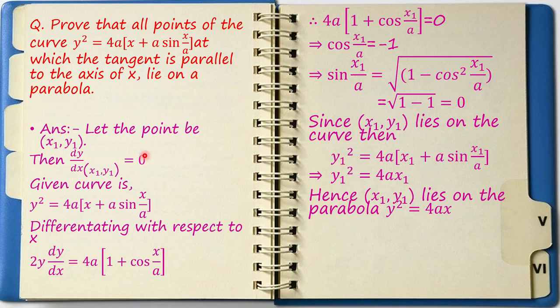Since all these points of contact, that is (x1, y1), will lie on this parabola y square is equal to 4ax. Just understand what this question gives as information. Here the curve is given, the condition of the tangent is given, and you need to show the points of contact are lying on this parabola. So use the given conditions and show that the points are lying on this parabola y square is equal to 4ax.